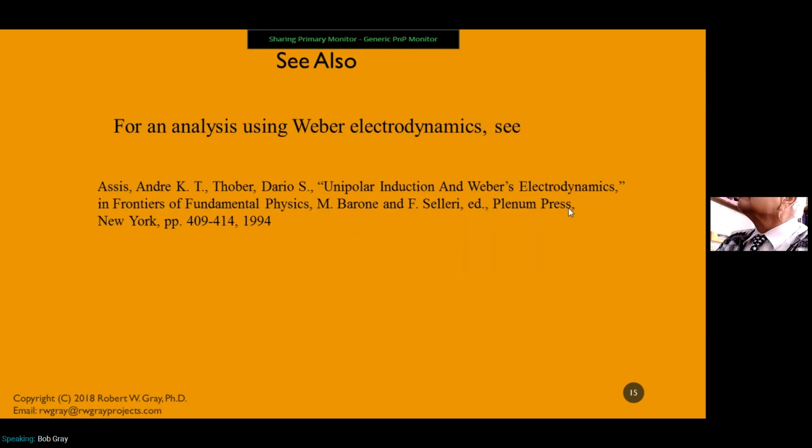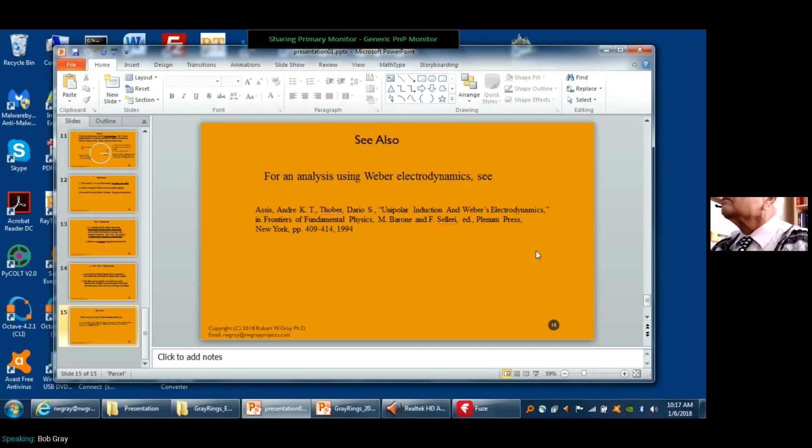An analysis of the unipolar generator using Weber electrodynamics has been done. It's in the literature by Professor Assis in a paper called Unipolar Induction in Weber's Electrodynamics. That's the reference there, back in 1994. So those are my comments on the unipolar generator.